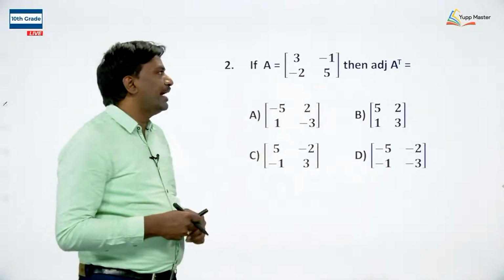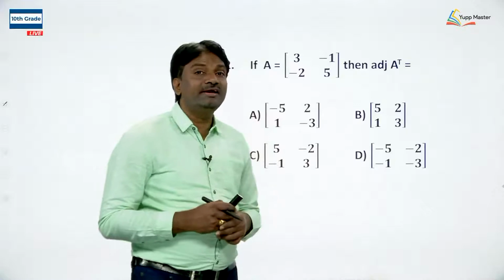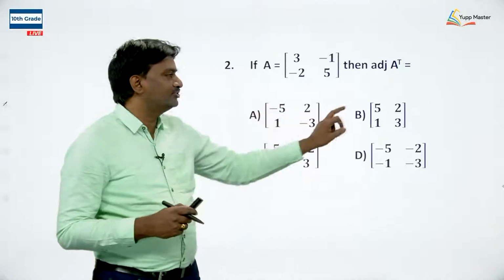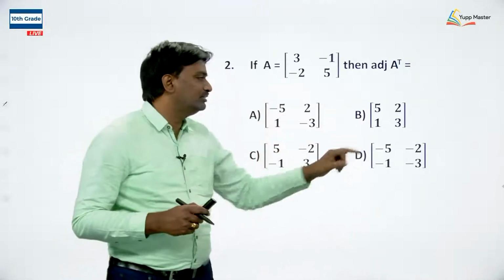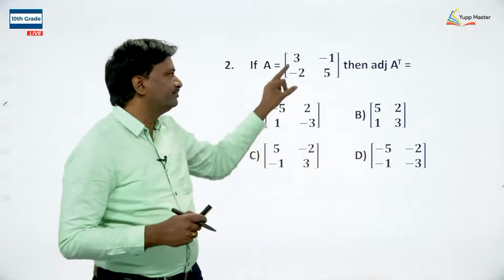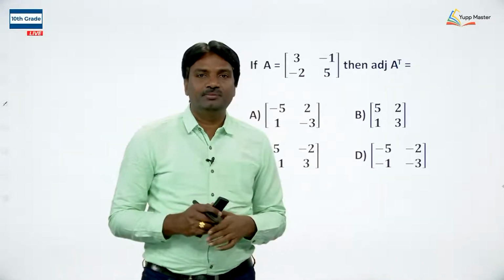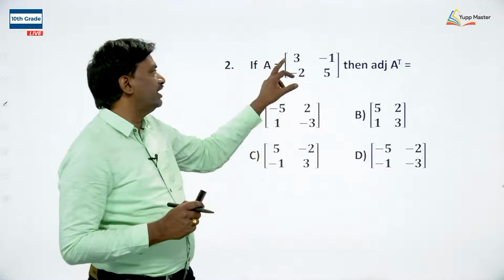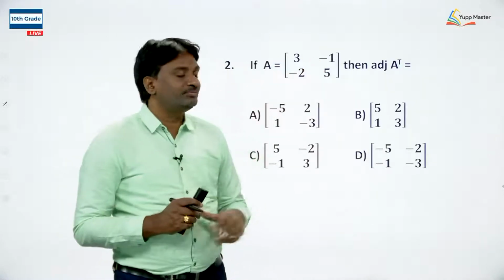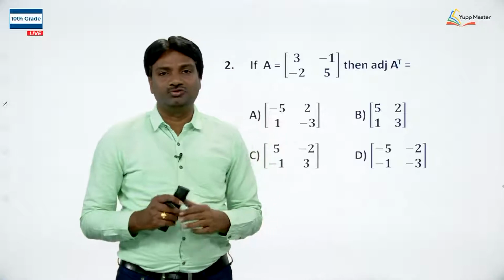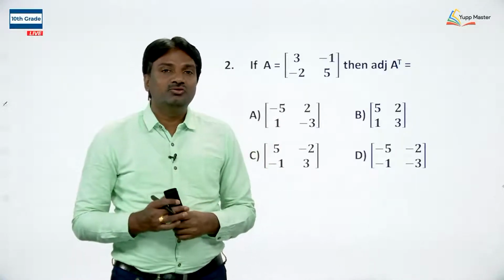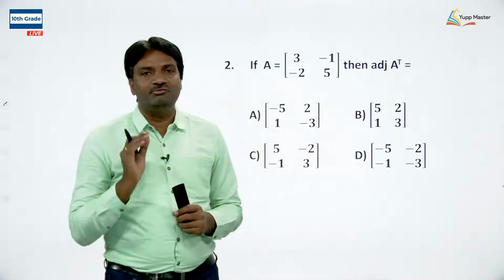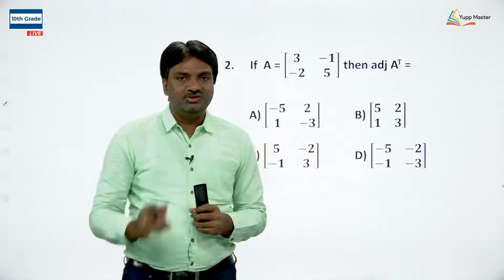Next, if A equals [3, -1; -2, 5], then find adjoint of A transpose. Options are given as [-5, 2; 1, -3], [5, 2; 1, 3], [5, -2; -1, 3], and [-5, -2; -1, -3]. Just like the above problem, here also we have a 2 cross 2 matrix, A equals [3, -1; -2, 5]. But here we have to find the adjoint of A transpose. A transpose is nothing but the transpose of a matrix, obtained by interchanging the rows and columns of the given matrix.